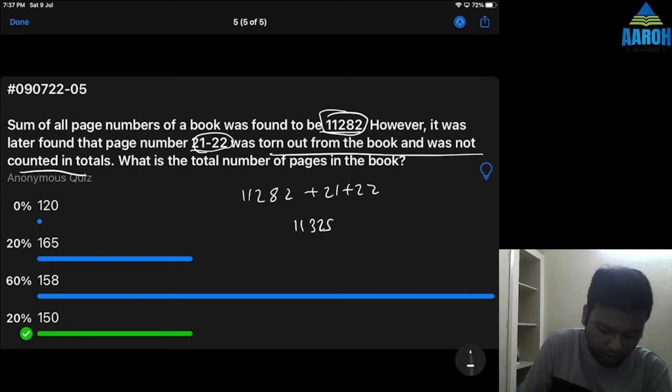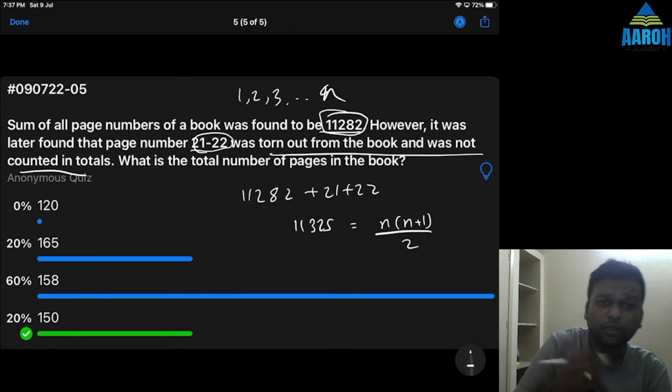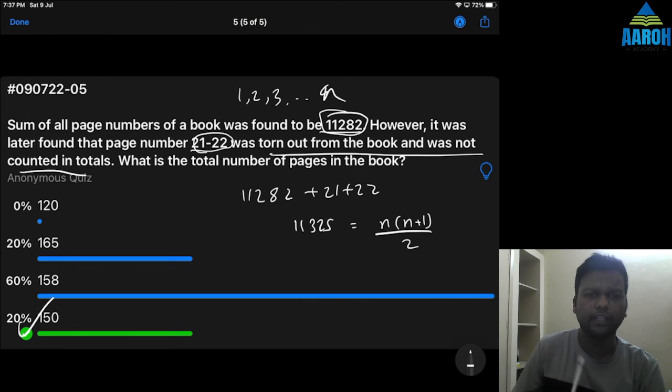Now we know that pages of the book are 1, 2, 3, 4 up to n, right? What is the sum of first n natural numbers? n into n plus 1 upon 2. So let's just solve this directly, or we can go by options also. Put 120, 165, 158 and 150 in place of n. Obviously here it is marked, so you know 150 is the correct answer. But let's check: 150 into 151 upon 2, that is 11,325. So this is the correct answer for the last question. Again, this was a bit different question, so understand it properly.